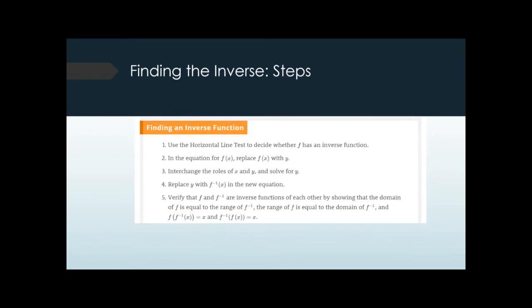So to do that, you replace f of x with y. Remember my video on functions, f of x and y are the same thing. And then you're flip-flopping x and y. So everywhere there's an x, you put a y. Everywhere there's a y, there's an x. So you're switching them. Then you solve for y. And once you've solved for y, then you replace y with the notation for f inverse of x. And then you should double check that when you do the function composition, you do get the same thing out.